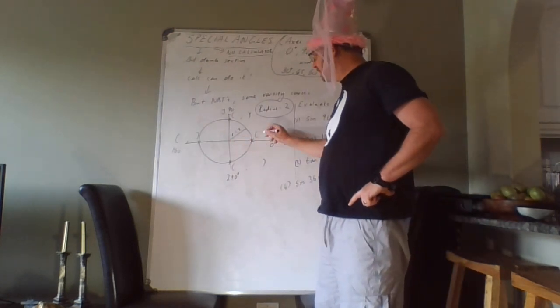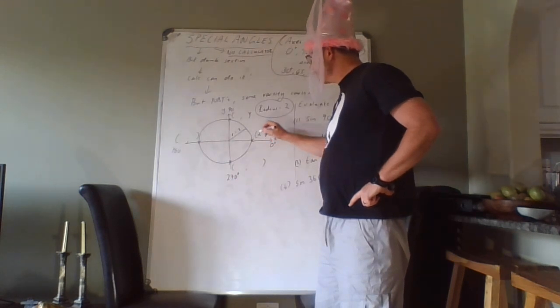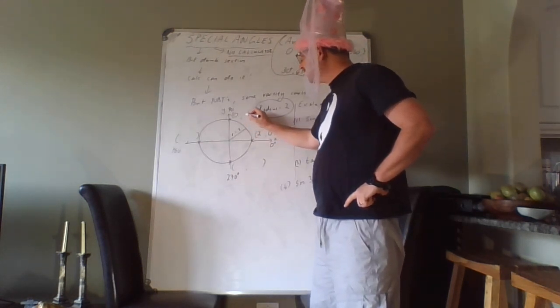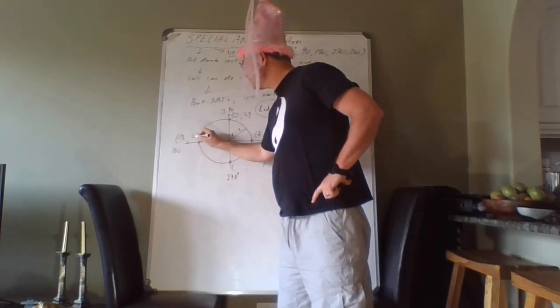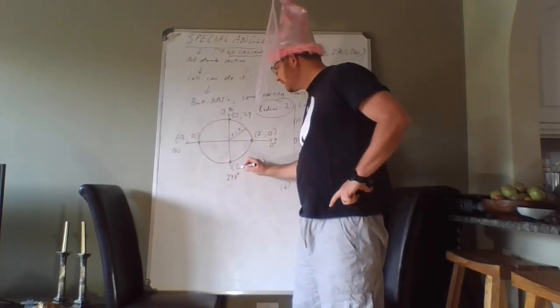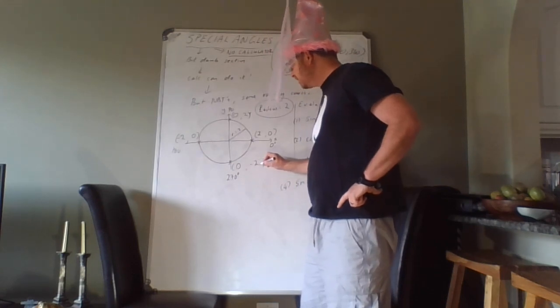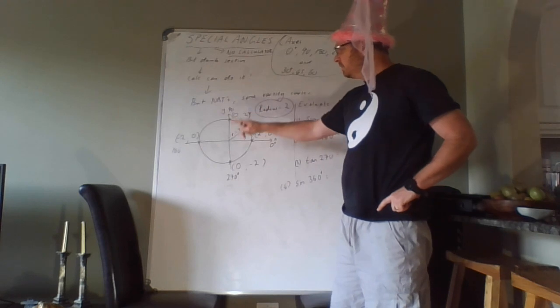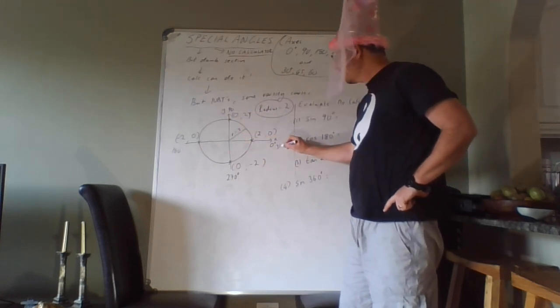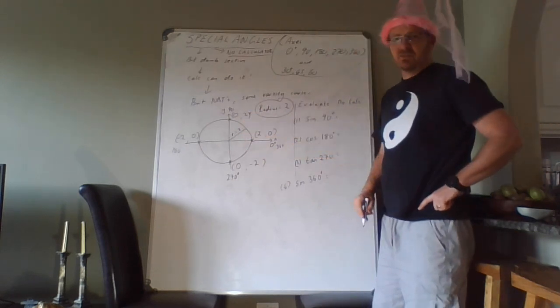If your radius is 2, then this point will be 2 across, nothing up. This point will be nothing across from the origin and 2 up from the origin. This will be 2 to the left, so it's negative 2 and nothing up. And this will be nothing across and negative 2 down. Right, so now for 0, 90, 180, 270, 360, we know x, y, and r, so I can find any trig ratio.